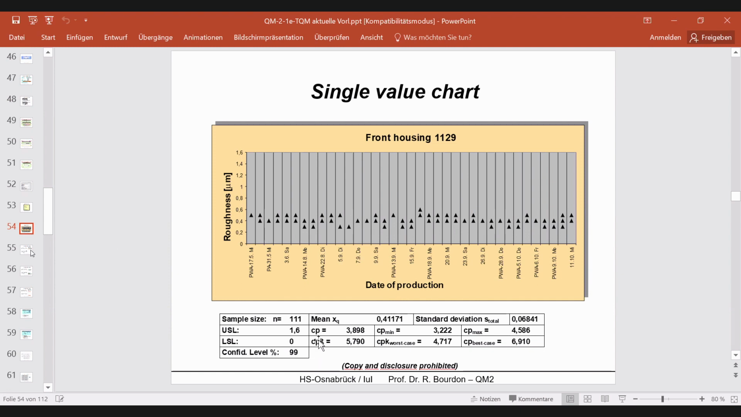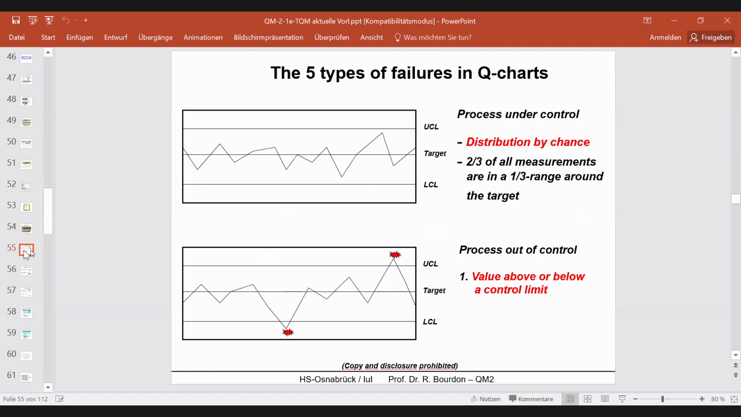And here in the result table, you see the upper and lower specification limit. You see the sample size of the whole quality chart, 111 measurements. This is the sample size N. Here you have the mean, the standard deviation, and here the maximum CP and CPK and the minimum CP and CPK values for the process capability.